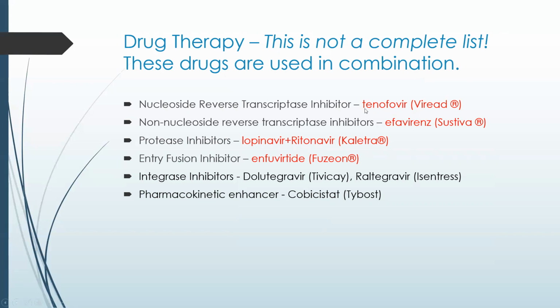So we have, again, the categories here: the nucleoside reverse transcriptase inhibitor, non-nucleoside, protease inhibitor. These aren't in very good order, are they? That should be at the bottom. Entry fusion, that should be first. These aren't in good order at all. Integrase inhibitors, and then pharmacokinetic enhancers.